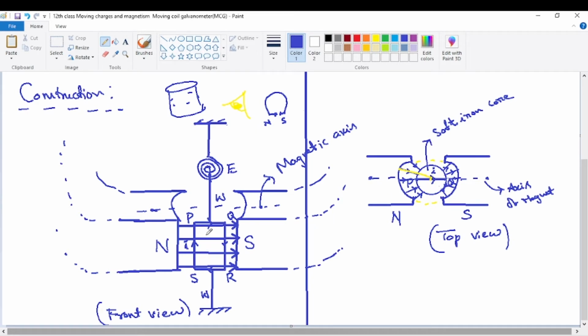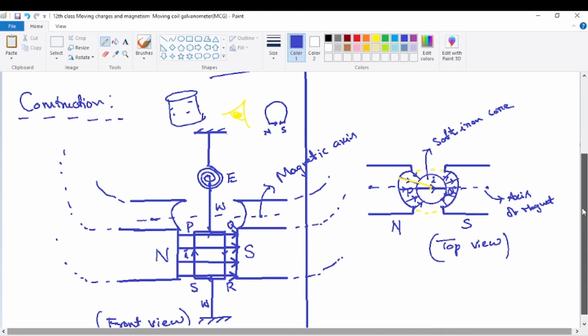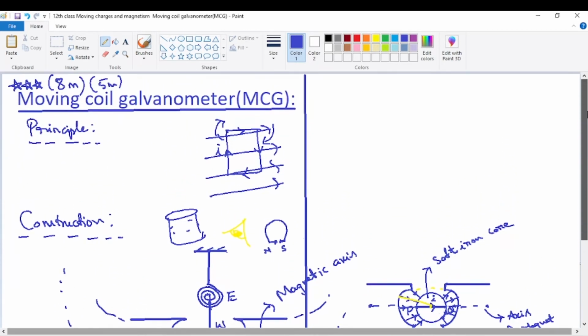Now once current is passed through the coil, immediately the coil will experience a deflection. It will rotate about the phosphor bronze wire axis. Immediately it will rotate, because any coil carrying current always experiences a torque, a turning effect. Now what is the reason for this? The reason for this is very simple.